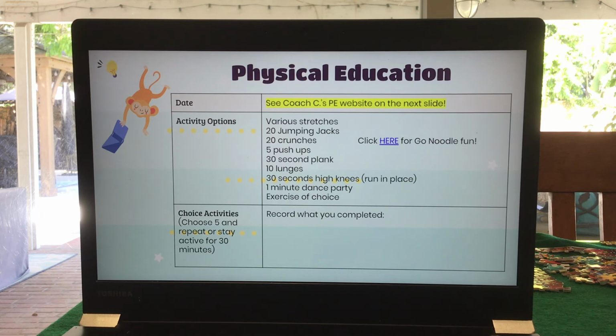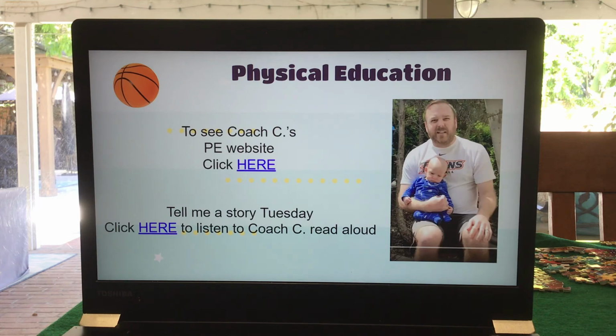PE today, get some exercise in, get some physical activity. You can always do your own thing, or you can go to Coach C's website. You can go to Go Noodle, challenge your brothers and sisters to a dance-off. Whatever's fun for you today, just get some activity in. And Coach C has his Storytime Tuesday up. If you want to hear another story, you are welcome to listen to him read as well.